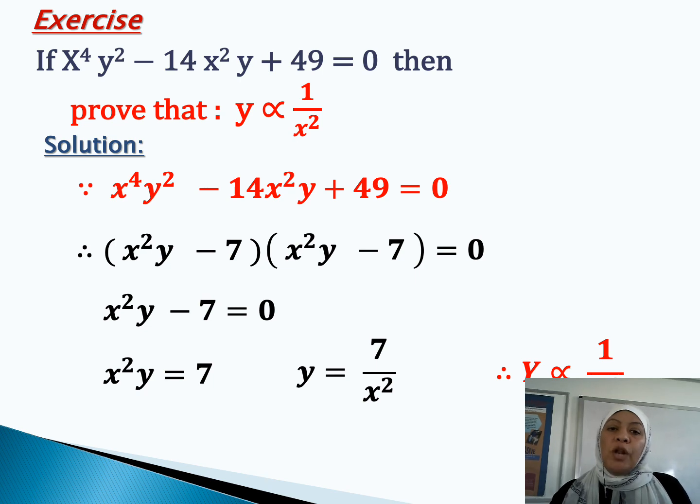We have two rules if we want to get the value of x or y. In direct variation, y1 over y2 equals x1 over x2. In inverse variation, y1 over y2 equals x2 over x1. It's the summary of our lesson on variation.